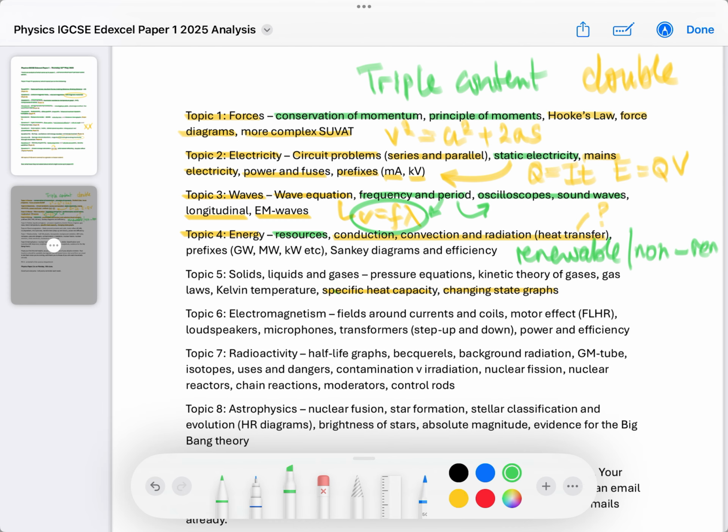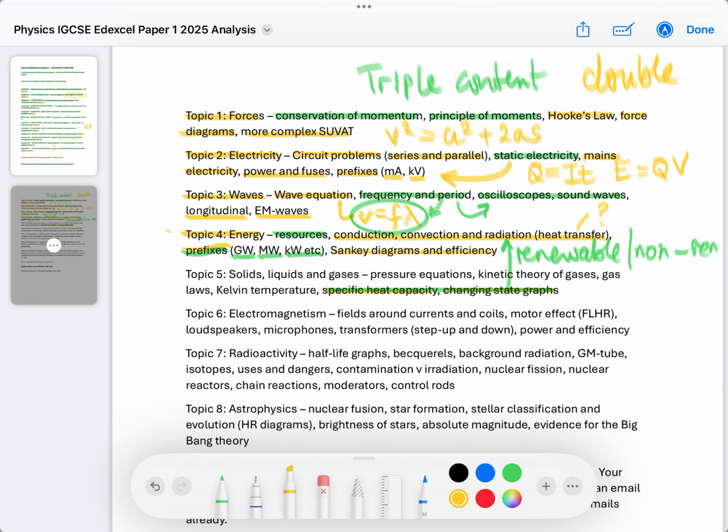I should have done that in green. Specific heat capacity is triple content, changing state graphs. So they could link that with conduction, convection, radiation, heat loss, efficiency. So all of this could be linked to one question, Sankey diagrams and efficiency. Okay? And of course, when you do renewable energy sources, they often give you the prefixes like gigawatts, megawatts, kilowatts, etc. So be ready with your prefixes, and that could be double or triple content.